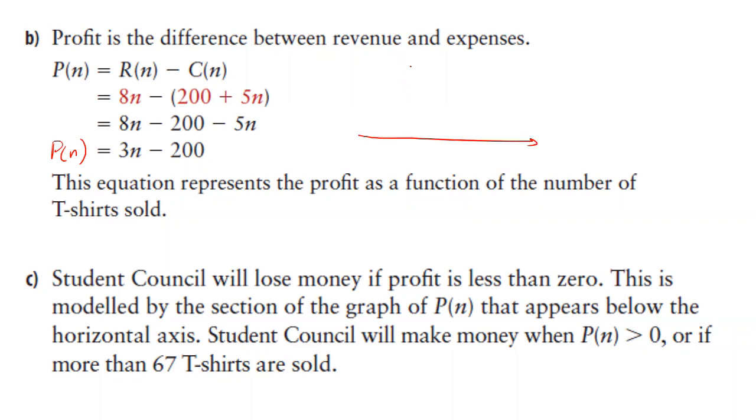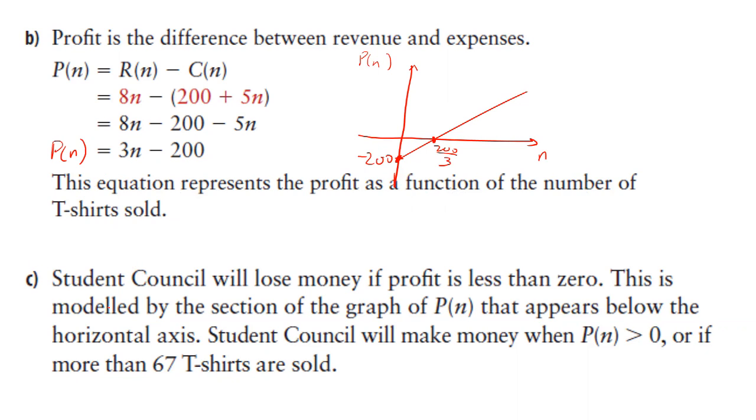If you sketch this graph, it has a negative y-intercept. So it will start from here and all the way extend to positive infinity, right? So this is Pn and this is n. When n is 0, this coordinate here is minus 200. And when n is 200 over 3, Pn is 0. So this equation represents the profit as a function of the number of t-shirts sold.